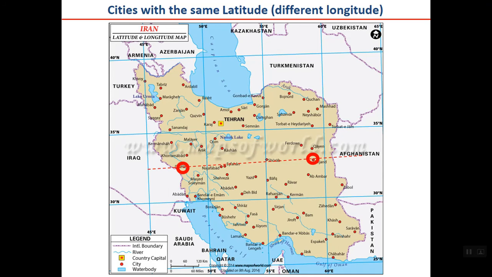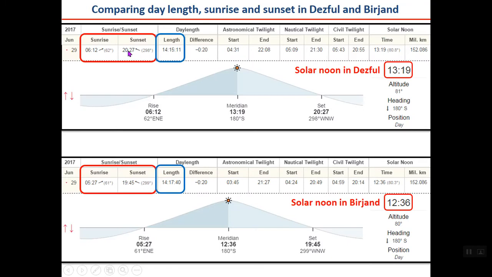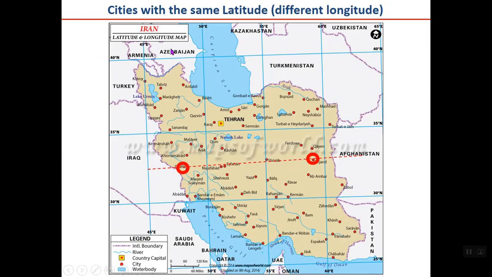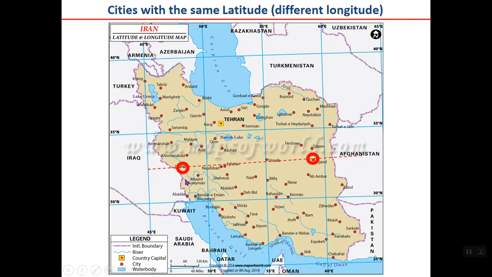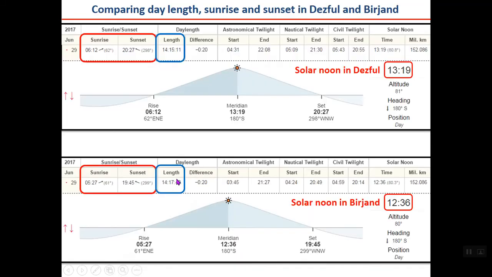Now come to this example, which shows two cities with the same latitude but different longitude. For example, there's Ful in the west of Iran and Birjand in the east of Iran. If you again calculate the sunrise and day length for these two cities, you can see that the day length for these two cities, which have different longitude, is the same. For example, here it is 14, approximately the same. The small difference is because they are not exactly on the same latitude.